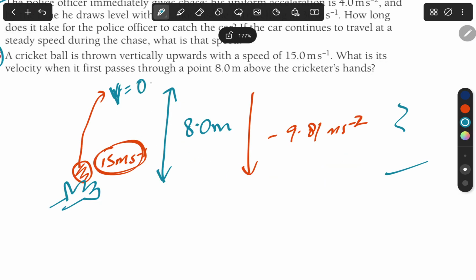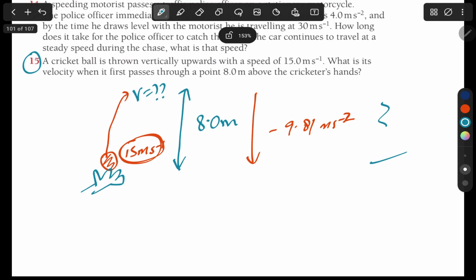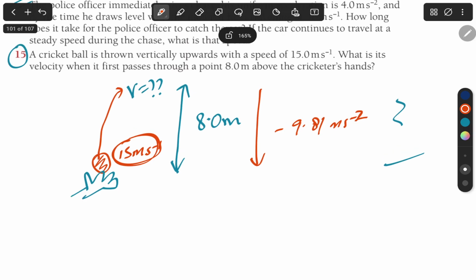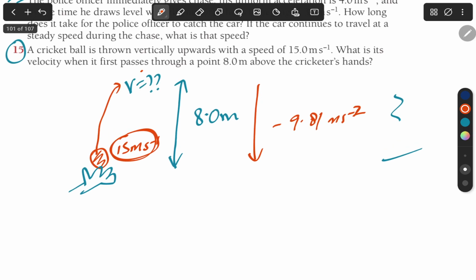So will we say V is 0? Well, we can't really say V is 0 because the question doesn't give us enough information to say if V is 0 or not at this point. Okay, but we do know it will reach 8 meters above and we will find the velocity, right? So let's see if V is even 0 or not. We actually have to find that velocity.